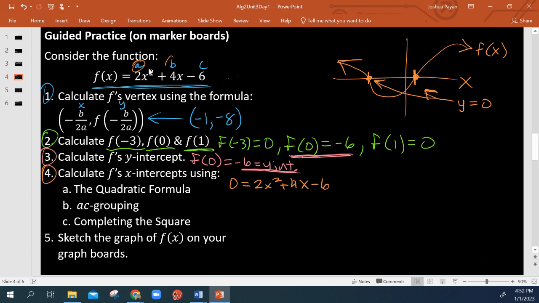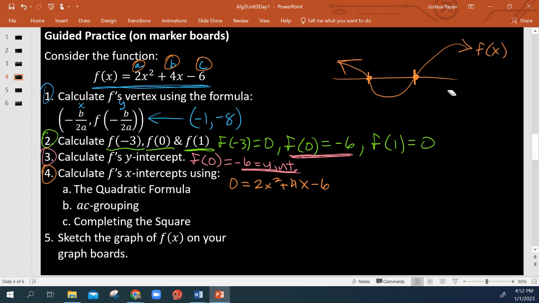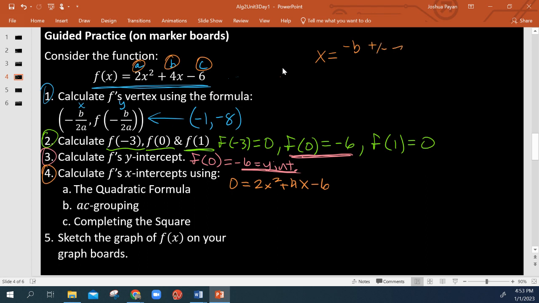Again, we refer back to the fact that we are in standard form, right? So A is 2, B is 4, C is negative 6. Okay, so what is the quadratic formula? Well, you probably have forgotten it with your Christmas brain. The quadratic formula just basically says we can solve any quadratic equation that's written in standard form using this formula here, negative b plus or minus the square root of b squared minus 4ac. Remember, this in here is our discriminant, all over 2 times a.